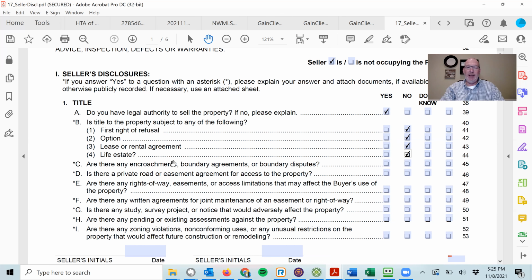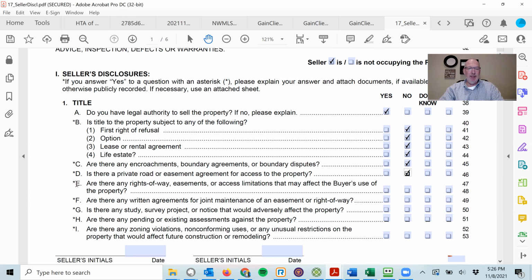Are you aware of any encroachments, boundary agreements, or boundary disputes? Notice I said, are you aware of? They're asking, are there any? Most people are going to say, not that I know of, right? Is there a private road easement agreement for access? Do you have a shared driveway? Something like that? No. Yes, maybe we do.